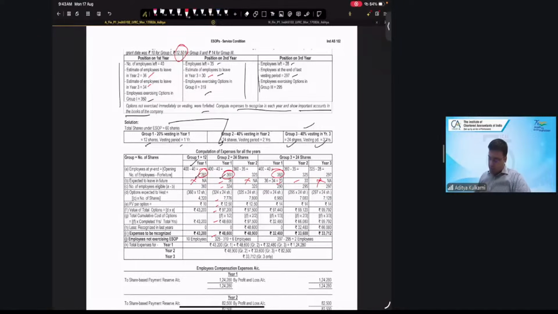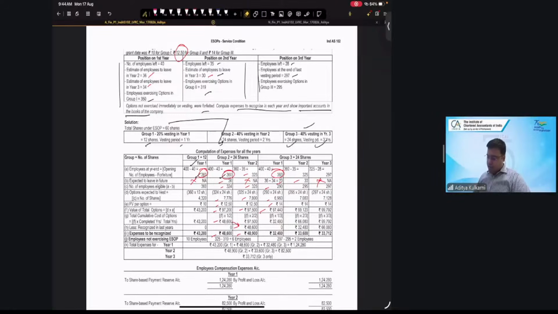When we move to year 2, 325, number of employees, 7,800, so 97,500 minus what is already booked 48,600, so 48,900. Next we move to group 2, which is over, complete. Group 3, 360 minus 70, 290 into 24 into 40, 97,440 divided by 3, 32,480 is the cost per year that you have recognized.